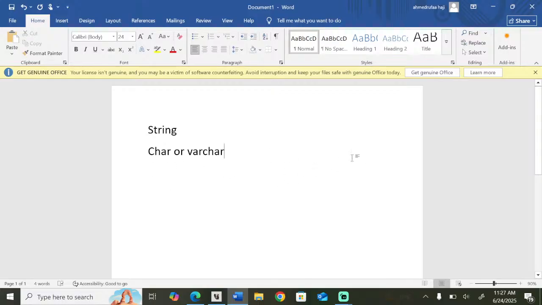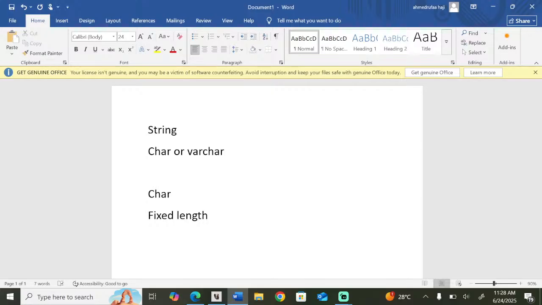So char means that it is a fixed length. Char is used for fixed length. Whenever you want to insert informations in a table, for example phone numbers, we know that if it's 10 digits, then you choose char because it's a fixed length, okay?